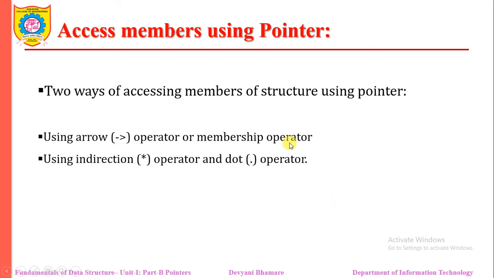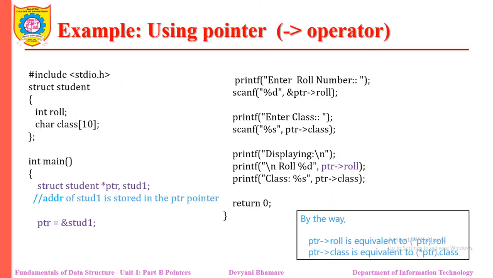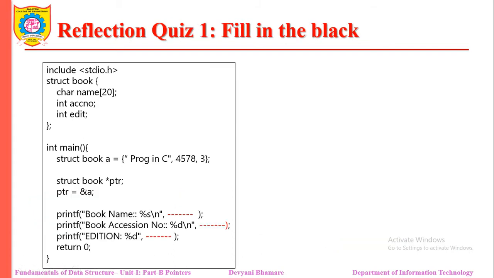That's why the PTR arrow operator can be rewritten as (*PTR).roll, or we write (*PTR).class. So this can happen with the help of the value-at operator. So dear student, I expect you to kindly pause the video and try to fill in these blanks. I hope you have done it.